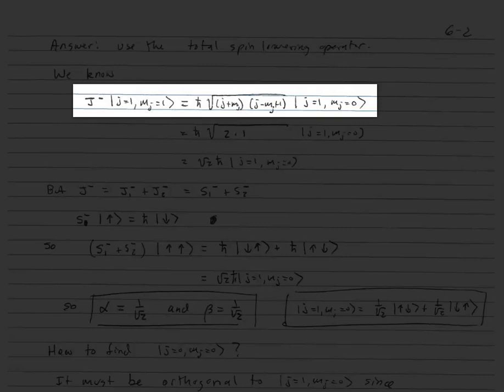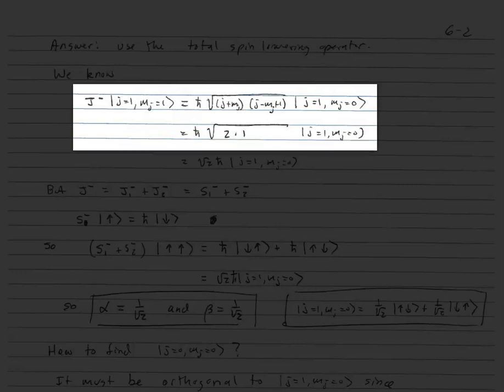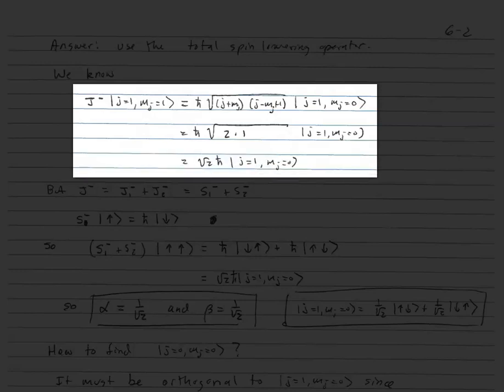Now we plug in the numbers. J is equal to 1, MJ is equal to 1. So that first factor is 2. And then if I plug in J equals 1, MJ equals 1, that second factor is 1. So we get square root of 2 times h bar after we act with the J minus operator.